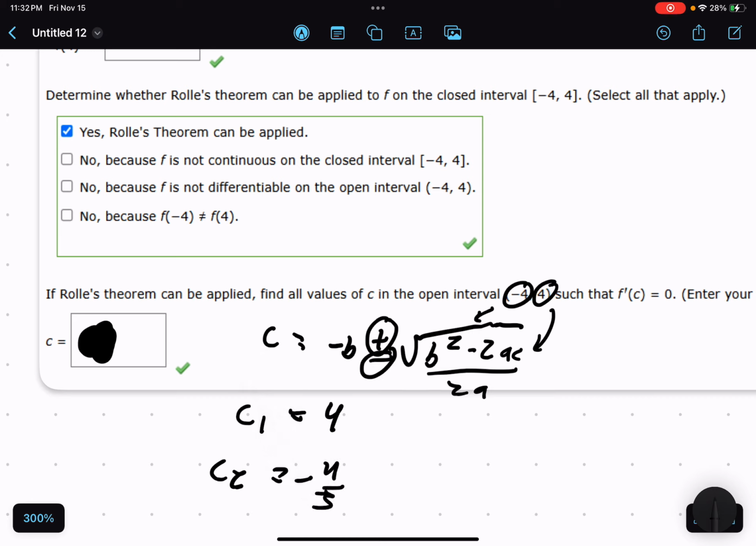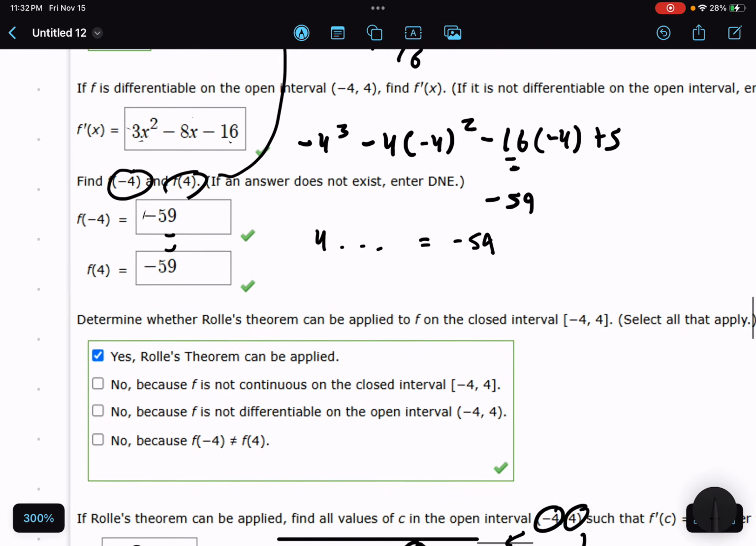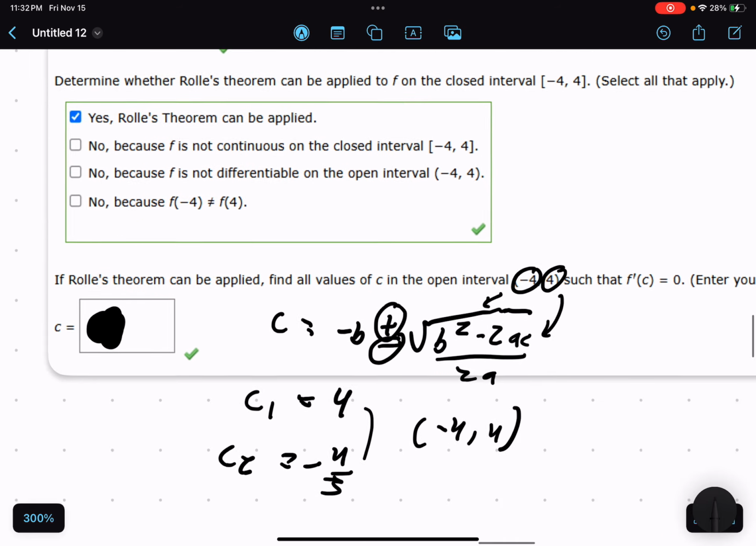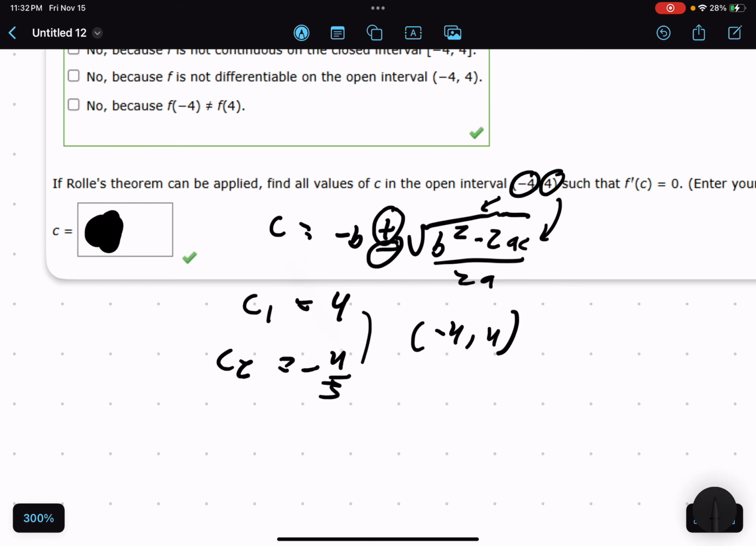But we're not done yet. We can't just say that these are the values. We actually have to verify whether or not these values fall within the interval of -4, 4. So you have to go and look over here, and what you'll notice is that only -4/3 falls into the open interval. And you'll see this if you graph it, but you can also tell just because 4 is equal to the endpoint here, and it wouldn't fall within, but the slope here, -4/3 does.